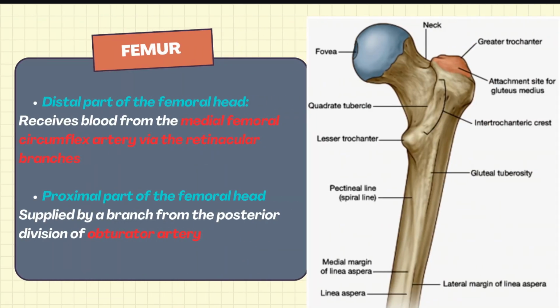We have the distal part of the femoral head and the proximal part of the femoral head. Starting with the distal part, it receives blood from the medial femoral circumflex, which later gives us retinacular arteries. These retinacular arteries supply the neck of the femur. The proximal part of the femoral head is supplied by a branch of the posterior division of the obturator artery.